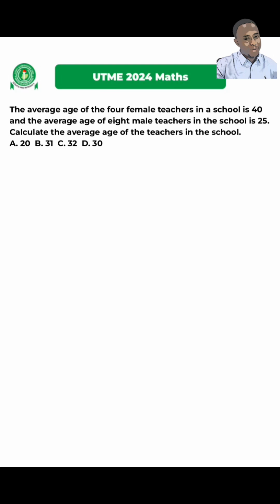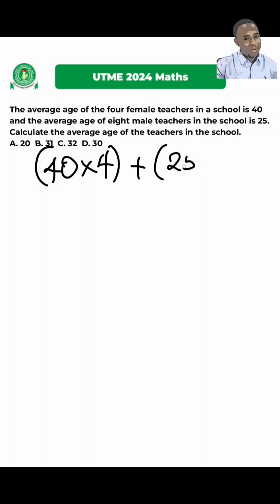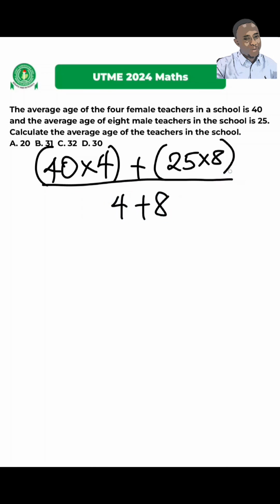So 4 female teachers, their average age is 40, which means I can just do 40 times 4 to get the sum of all the ages of the female teachers, plus then the 8 male teachers, the average is 25, so I can do 25 times 8. Then to find the average age of all the teachers, I divide by the number of teachers we have, 4 plus 8.